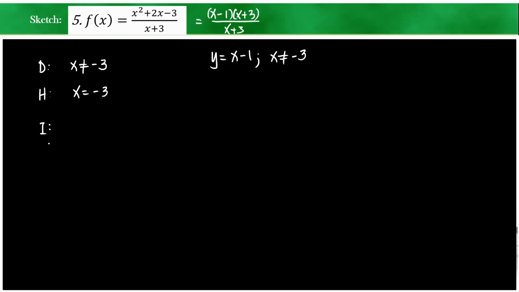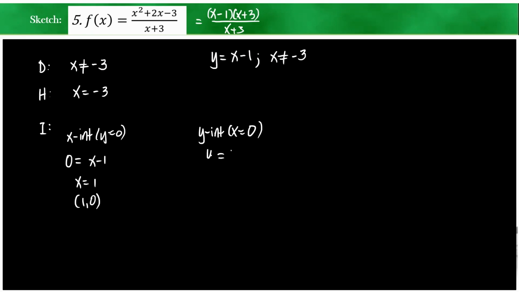So let's look at the intercepts. Again, x-intercept when y is 0, y-intercept when x is 0. So let's plug in. 0 equals x minus 1, dahil nagbago na yung equation eh. Therefore, x equals 1, or (1, 0). Y-intercept: y equals 0 minus 1, so y is -1.